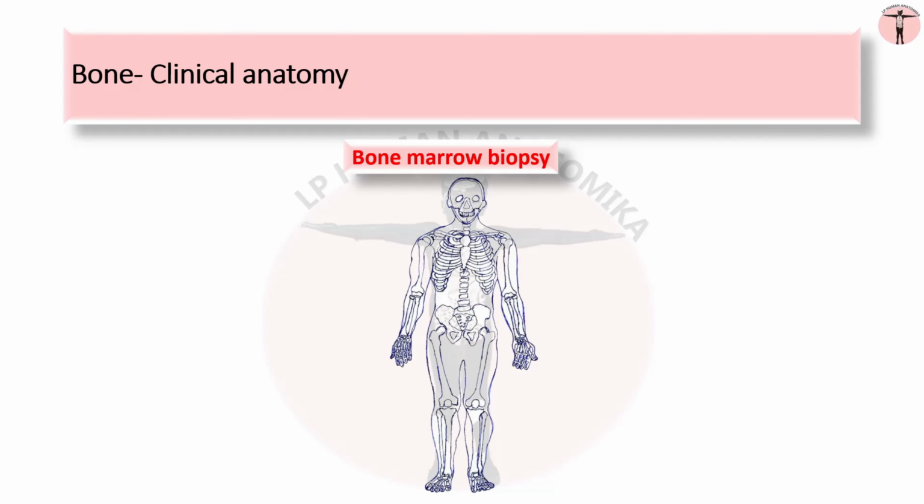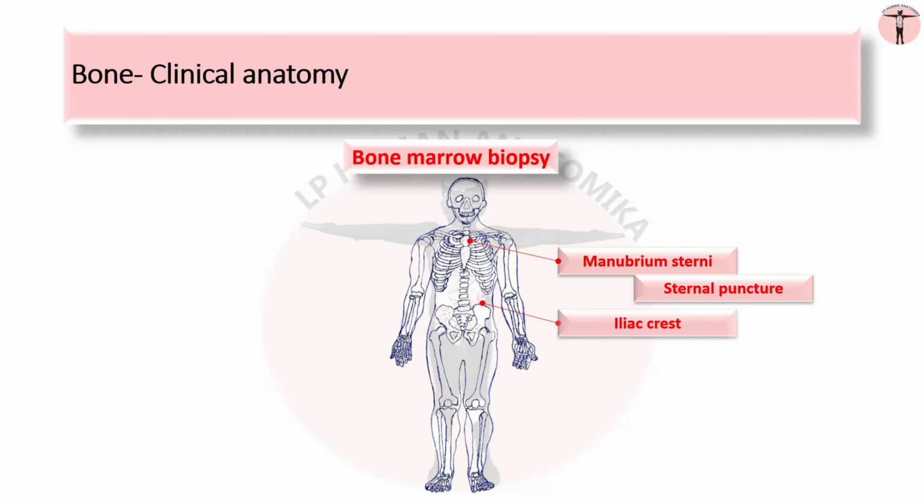Bone marrow biopsy. Bone marrow is evaluated for hematological diseases. The preferred site for collecting bone marrow will be subcutaneous sites, either the manubrium sterni through a process called sternal puncture, or the iliac crest, in various clinical conditions. In sternal puncture, a wide bore needle is inserted through the sternum to aspirate bone marrow, and the same procedure is done to aspirate the bone marrow from the iliac crest.